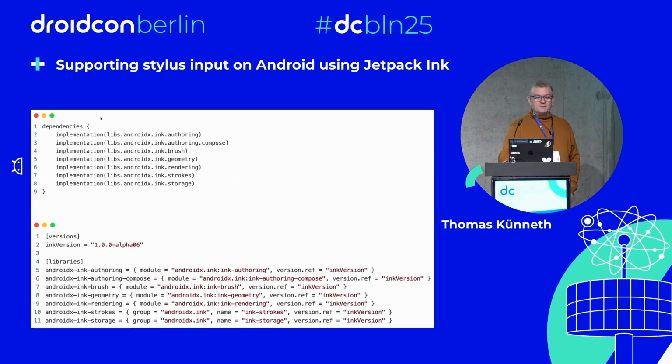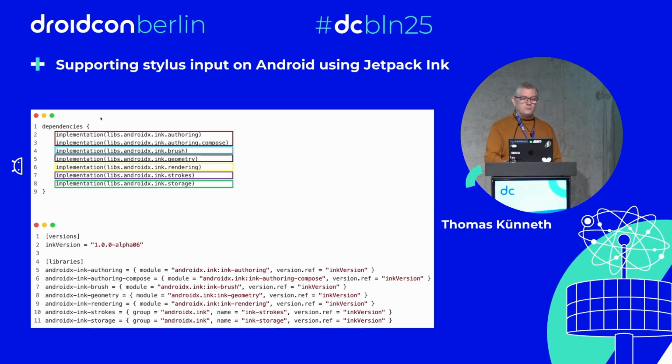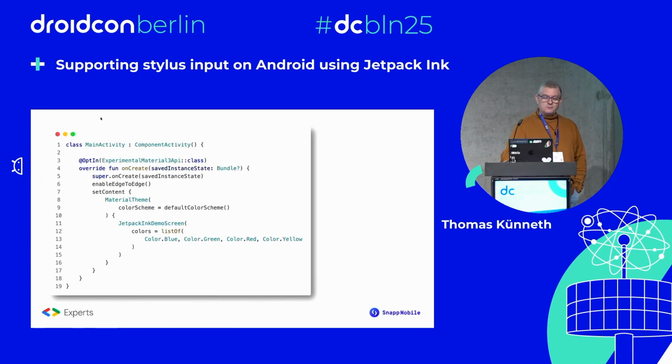Now let's take a look at the implementation. As you can see, the list of dependencies nicely blends in with the logical modules I mentioned. So we have the authoring, we have the brush, geometry, rendering, strokes, and storage. So this is the set of dependencies you probably want to include when your app should be using the Ink API. Now let's turn to some real code. This is the start of the implementation process on an activity level. So we just have a full screen composable, which is the one we will be dealing with in the subsequent slides.